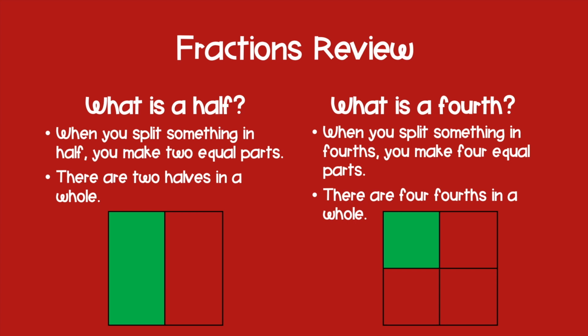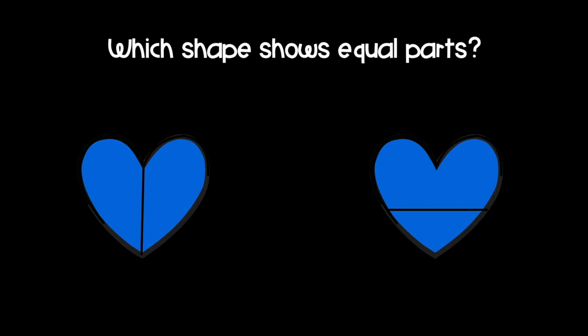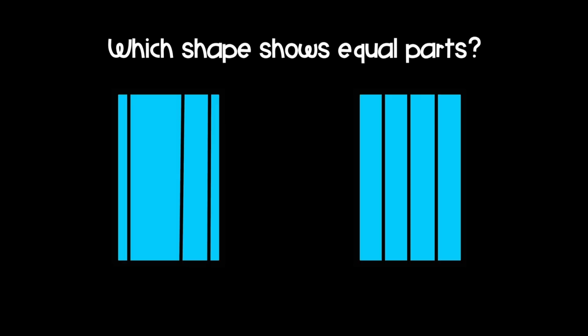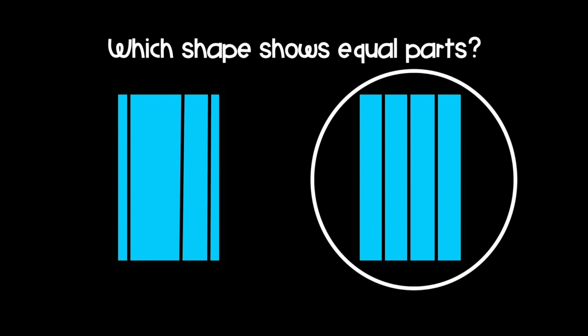Now, to get your minds thinking about what is an equal share, I want you to look at these two shapes. Which shape shows equal parts? If you were looking at these two hearts and you notice the one on the left shows equal parts, then you are correct. What about this one? Which shape shows equal parts? The one on the left or the one on the right? If you thought the one on the right shows 4 equal parts, then you are correct.